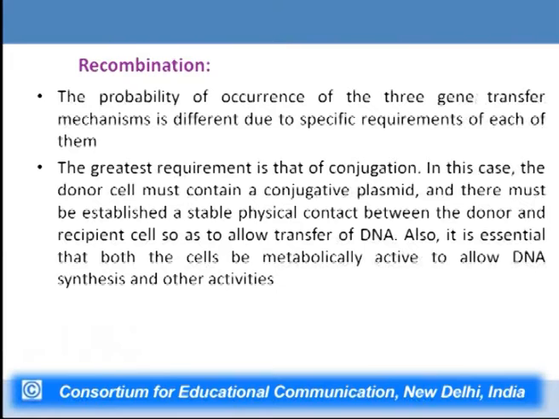Also, the third requirement is the essentiality of metabolically active cells. If the cells are not active metabolically, then even if DNA transfer takes place, the synthesis of the complementary strand cannot take place, and if that doesn't happen, then the recombination doesn't occur.